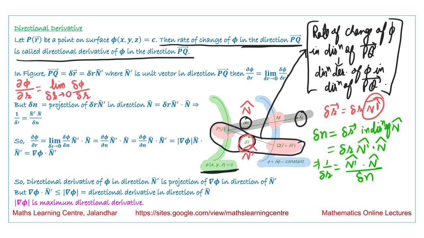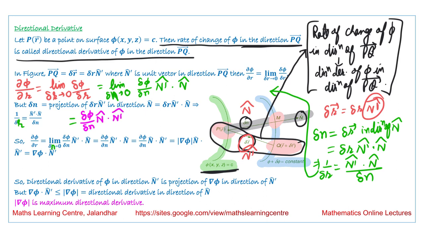Now if we substitute this value of delta r in this equation, we obtain this is equal to limit delta n tends to 0, of delta phi by delta n into unit normal n cap, and this value is equal to delta phi by delta n unit vector dot n dash cap.